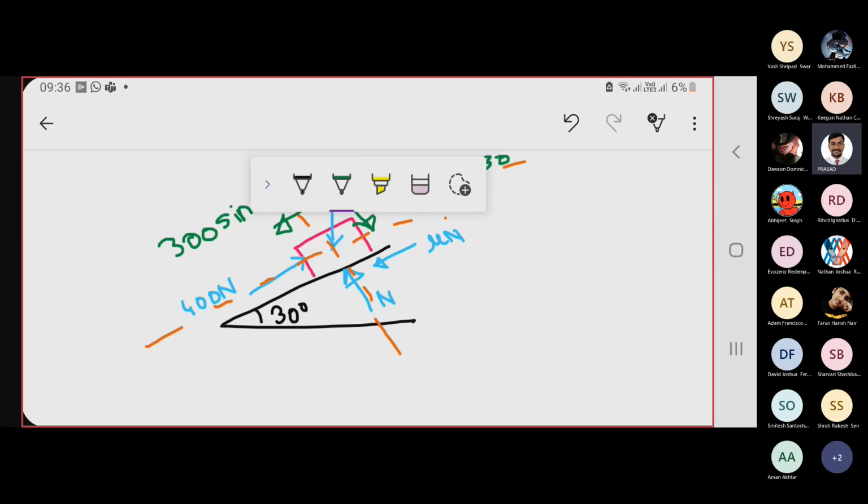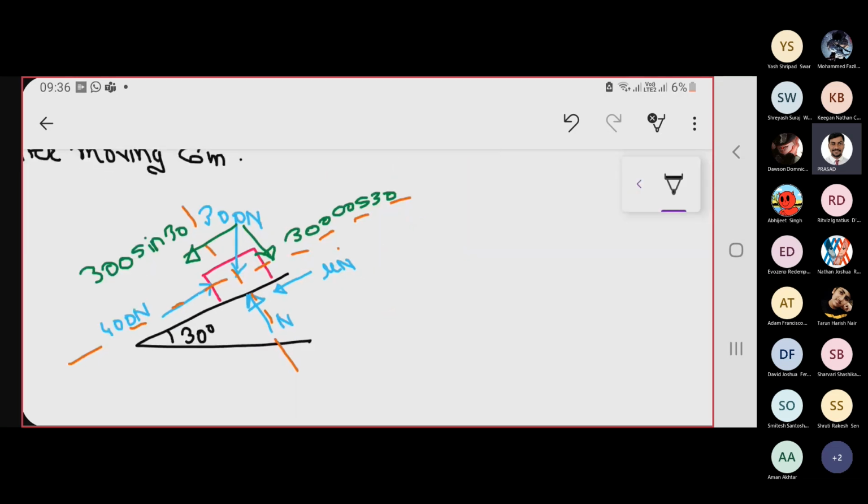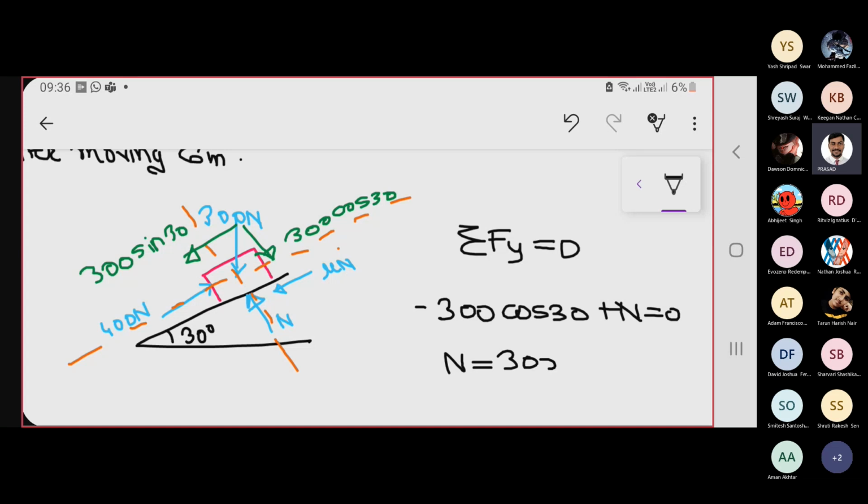Okay, so let's apply our equations one by one. Summation of forces in the y direction is equal to 0. So what we get is 300 cos 30 minus plus n is equal to 0, or we can write directly n is equal to 300 cos 30.